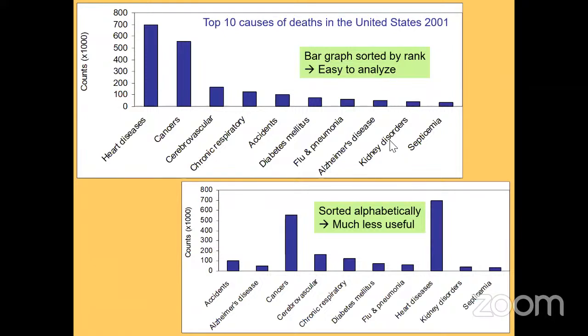Okay. Now, if we sort the same data alphabetically, right, because we have not sorted it based on the numbers, based on the rank, then this is not as good as if we sort it by rank. So we can have the maximum, we can have the minimum, and we can also tell in which direction it's moving down.